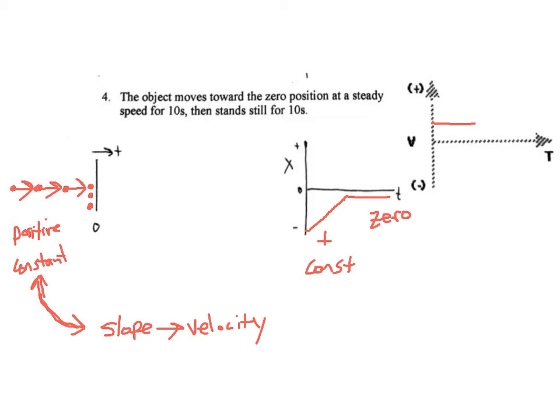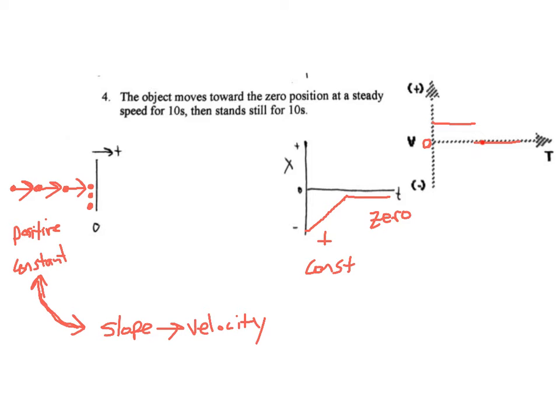Positive, constant velocity. Then I have a 0 velocity. Where is the velocity 0? On the t-axis. So that means at the end of that first 10 seconds, now it's at the t-axis. So again, that section is positive constant velocity.